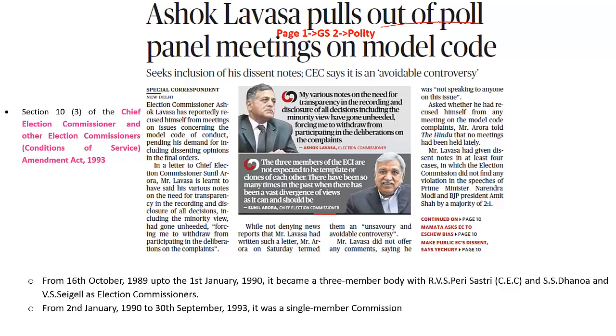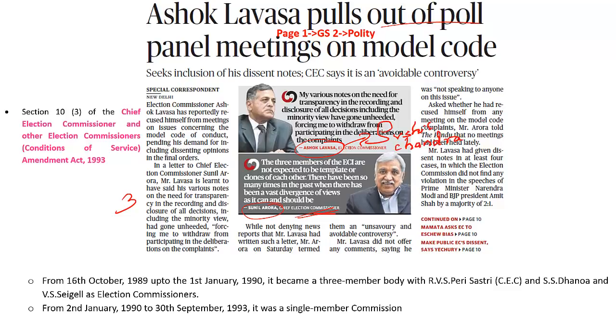Let's look at the present composition of the Election Commission of India. The Election Commission of India is a three-member body. It consists of the Chief Election Commissioner, which is currently Sunil Arora, and it also has two other election commissioners. So who are these two other election commissioners? One we have is Ashok Lavasa, the other one is Sushil Chandra.